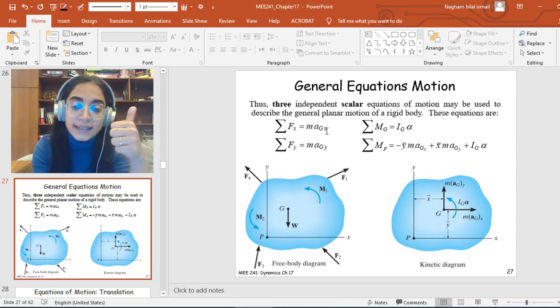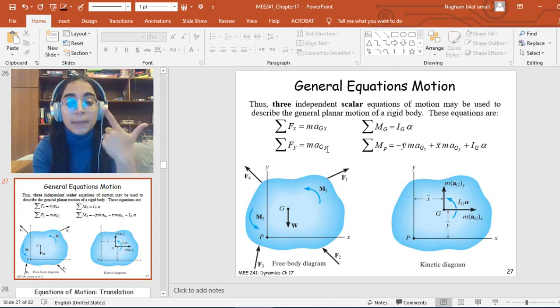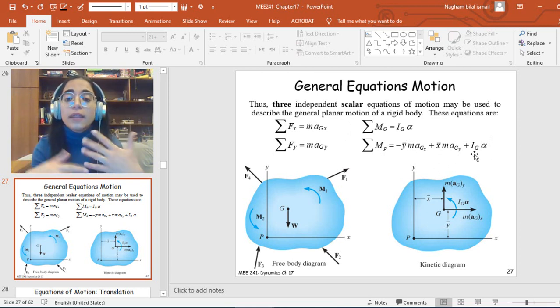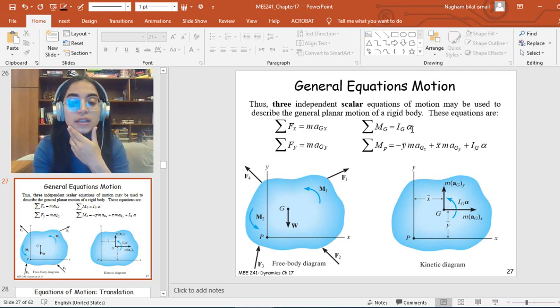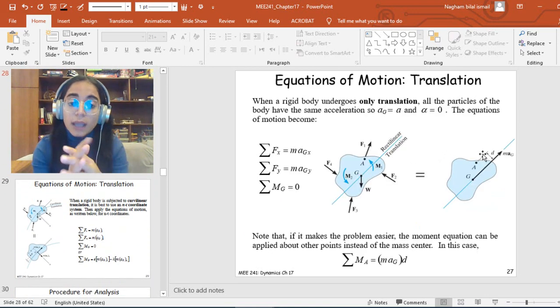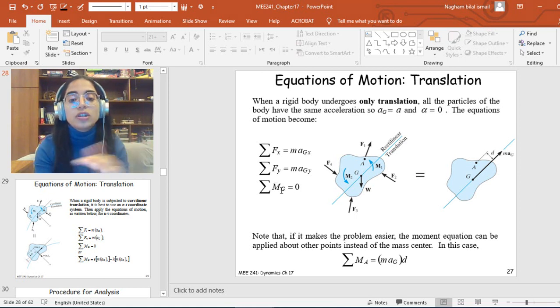They are sum of F_x is equal to m a_Gx, sum of F_y is equal to m a_Gy, and one of these two moment equations, all right? So guys, these two equations are dependent. You have to use one of them, and you have to use the one more relevant to your problem, right? So either use sum of M_G is equal to I_G alpha, or sum of M_P is equal to minus y bar m a_Gx plus x bar m a_Gy plus I_G alpha. Now, if you only have translation, you can say that the sum of M_G is equal to 0, and this equation could also be relevant in finding three unknowns, combined with the equations of Newton's second law.